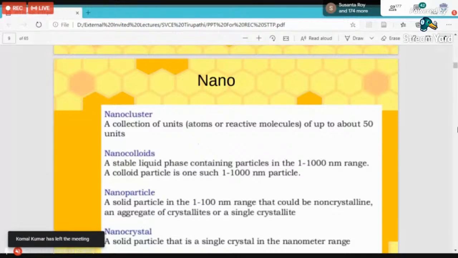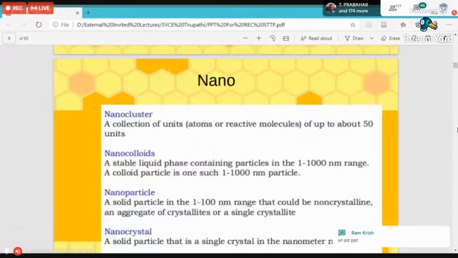In many electronic applications, nanofluids are used for taking away the heat produced in the nanocircuits, in the electronic circuits. So that is one of the very functional applications of the nanoliquid. Now another one is the nanoparticle.